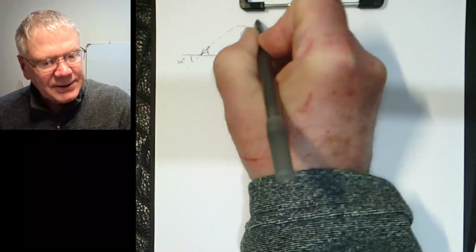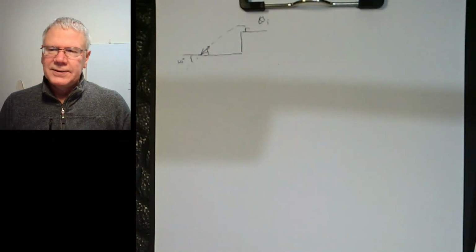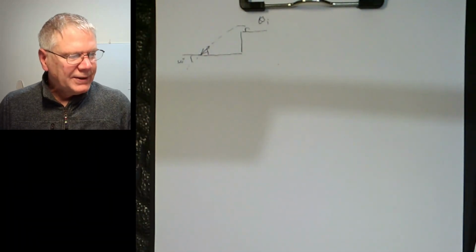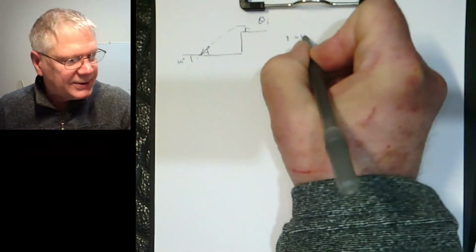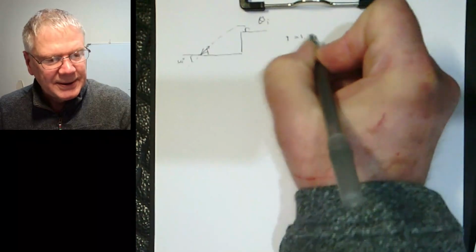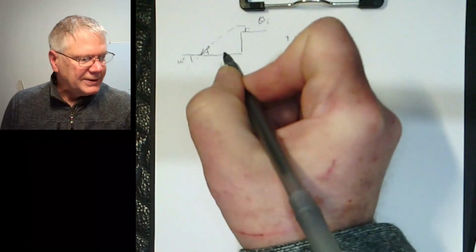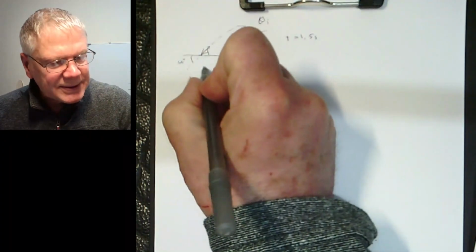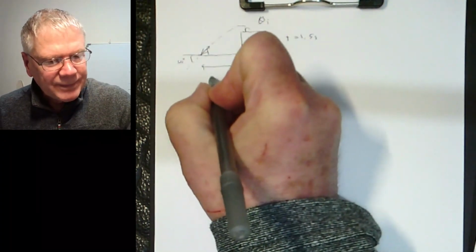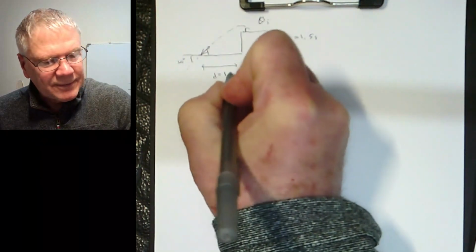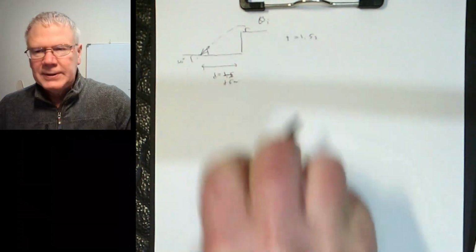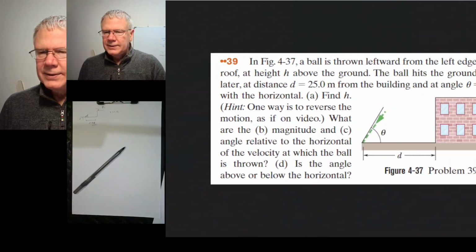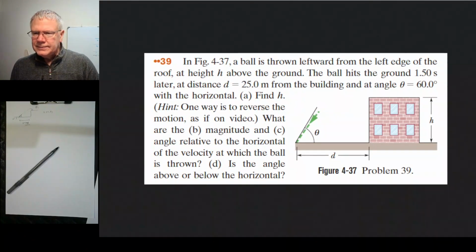And it launches at some initial angle that's not given. I don't know what the angle it was thrown at was. I know that the time is equal to 1.5 seconds. I know this is 60 degrees. And I know that this distance to the landing point is equal to 25 meters. Let's just double check that. Yeah, 25 meters.